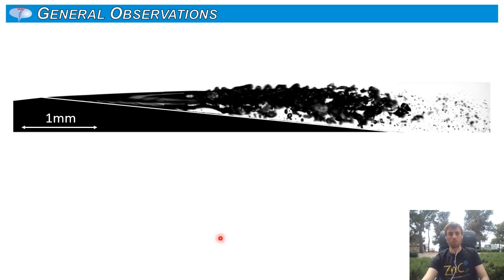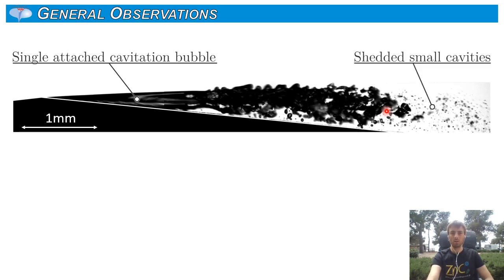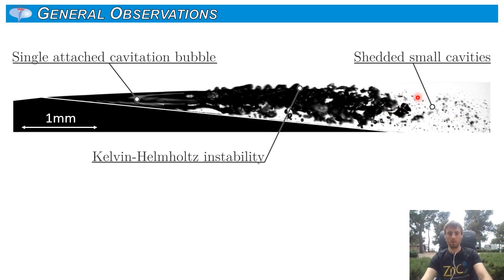So what are the general observations? What can we see here? It's quite small, right? This is about 1 millimeter here. We're looking at a cavitation pocket which is about 5 millimeters long. What you can see is a single attached cavitation bubble. It resembles a supercavitating bubble in this case, but it's not stable. Then we have very small shed cavities, and we have the Kelvin-Helmholtz instability here. And finally, what we don't have is shock waves. We don't see shock waves, which is kind of surprising.